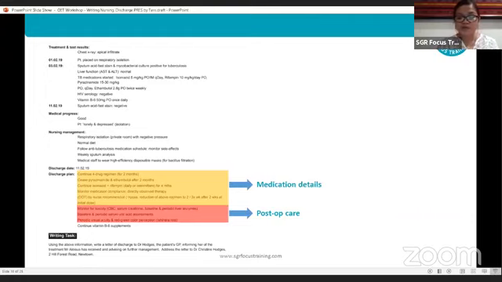So far we have 2 groupings here. We have the medication details, and then we have the post-operative care. We have another line, the last line under discharge, and it's about vitamin B6 supplements. So we could include that under the medication details as well. So for this case, we have 2 groups under discharge, medication details and post-operative care.